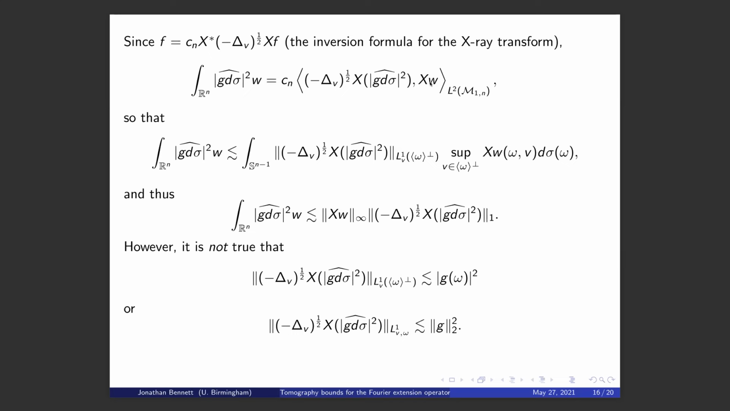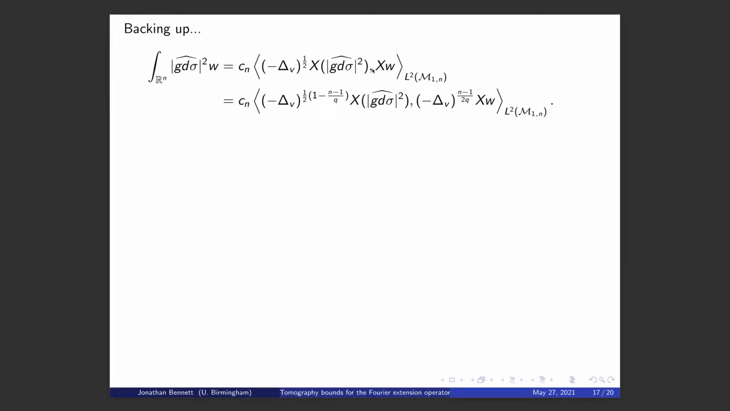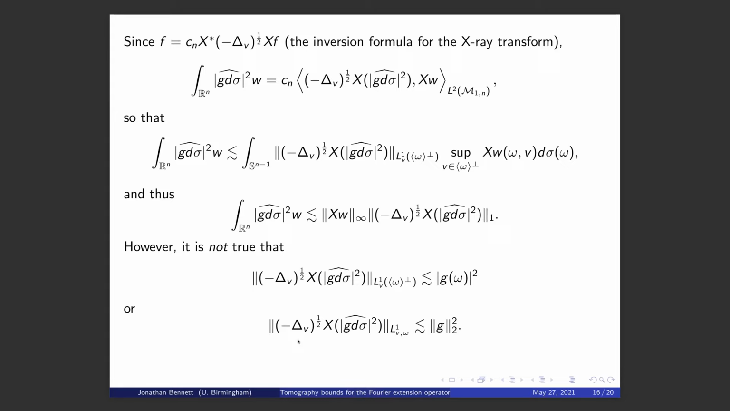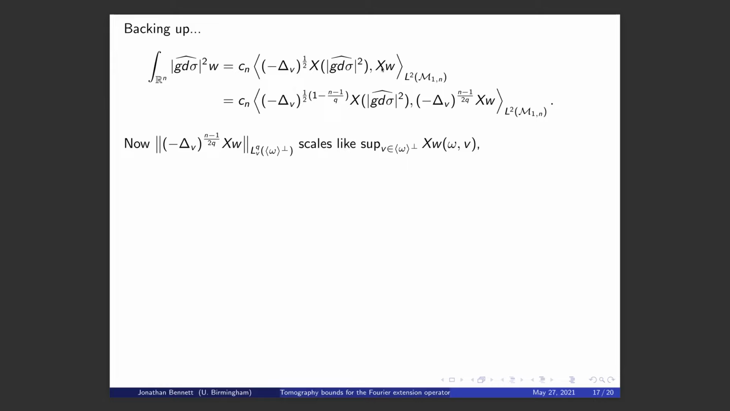And indeed it does. So this doesn't work, but maybe I could be a little more forgiving in places. So here was my first line from before. So instead of pulling this out in L infinity, let me redistribute these derivatives a bit. The real problem with the expression on the last slide was that there are too many derivatives here. The X-ray transform of mod G dσ hat squared doesn't have this much regularity. It doesn't tolerate a whole derivative. But it'll tolerate fewer derivatives. So I'm going to give some derivatives to the X-ray transform of the weight.